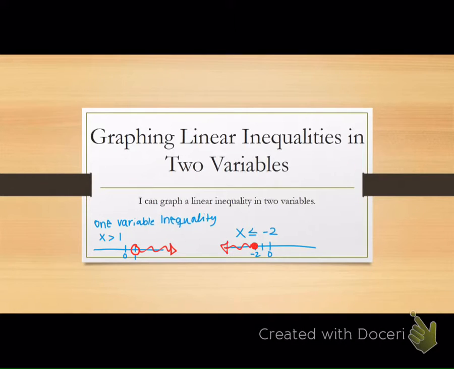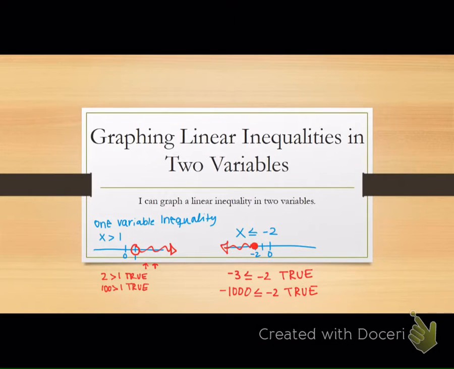If I plug in any number on this side, 2 is greater than 1. True. 100 is greater than 1. True. Do you see that those numbers all make that true? In this case, -3 is less than or equal to -2, so that's true. -1000 is less than or equal to -2. That's true. All the numbers to the left make that statement true, and that's why we shade it that way.